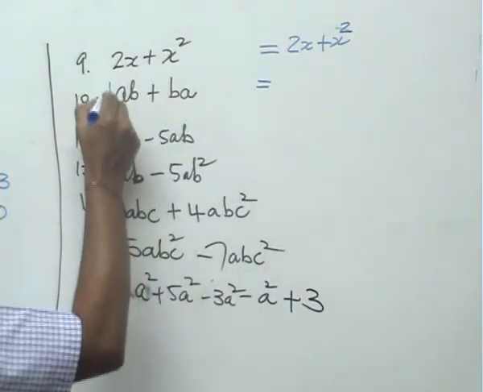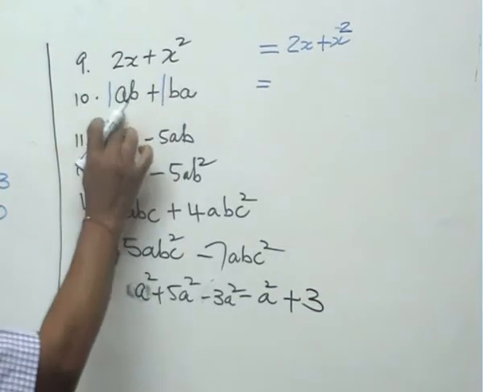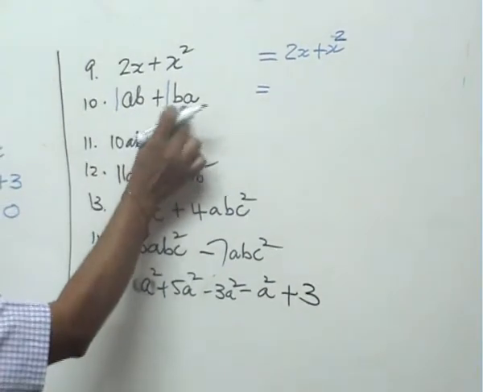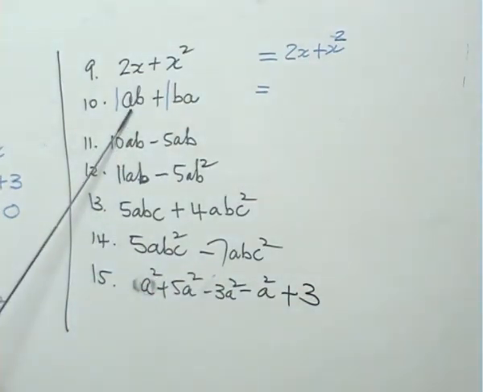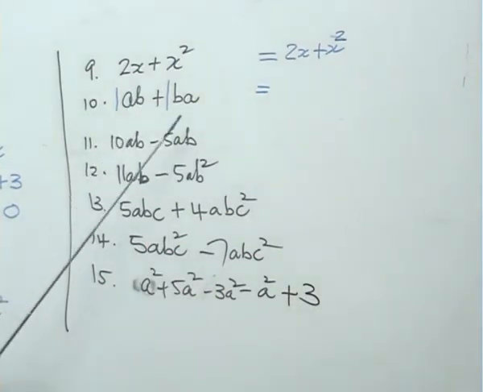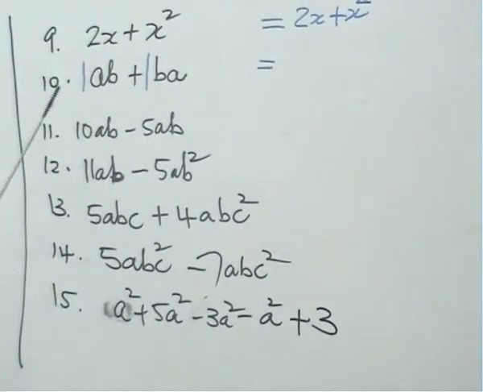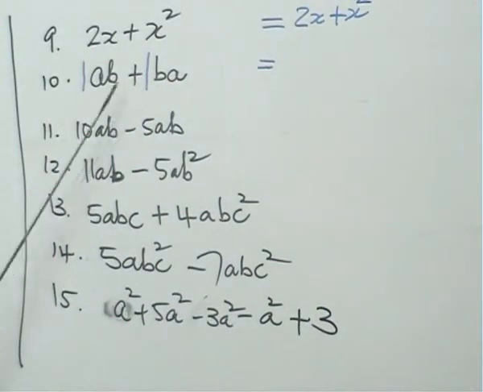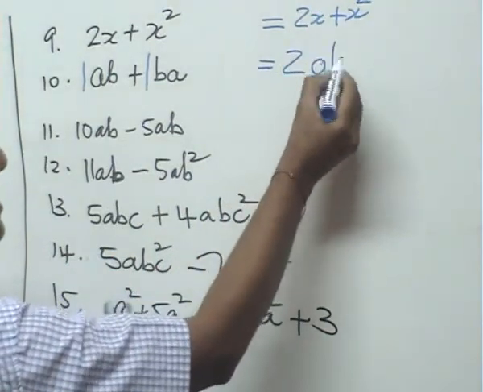Now here we have 1ab and here we have 1ba. But like we told you before, ab and ba are exactly the same. So if you add them up, in your answer you can either write the final answer as ab or as ba, because they are exactly the same, the order doesn't matter. So 1 plus 1 will give me 2, and I've chosen to write ab.